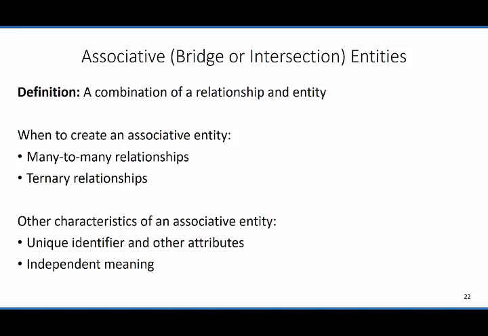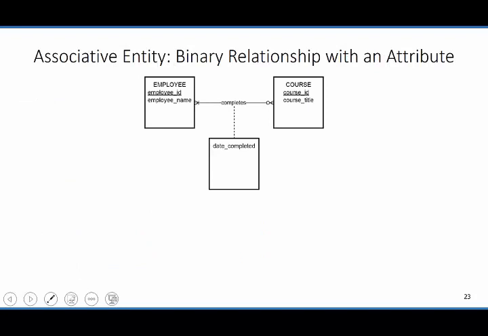Other characteristics of an associative entity is that they all have their own unique identifiers and other attributes that pertain to them as well. And they additionally have an independent meaning. So let's look at an example of an associative entity that would occur from a binary relationship. So we still have this employee to course relationship that we looked at previously. An employee completes 0 to many courses, and a course is completed by 1 to many employees.